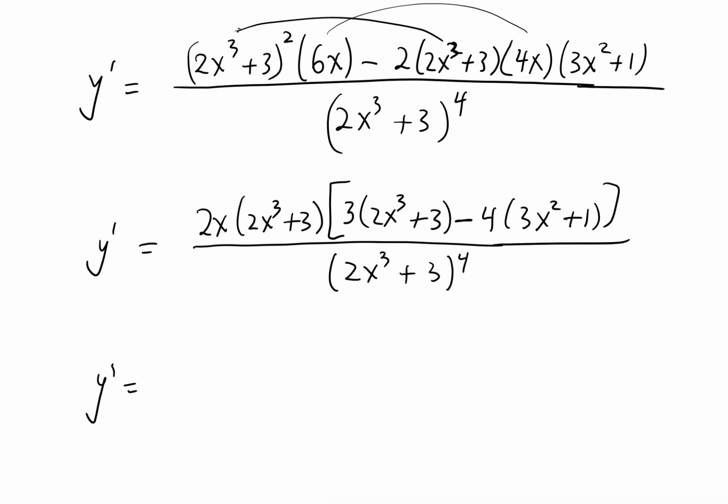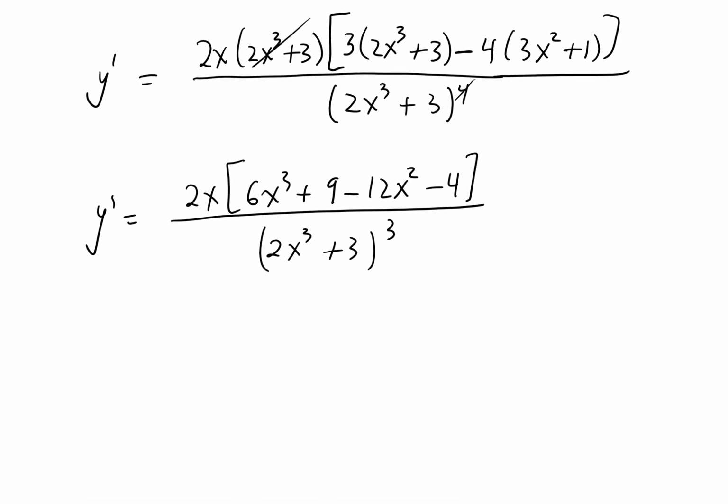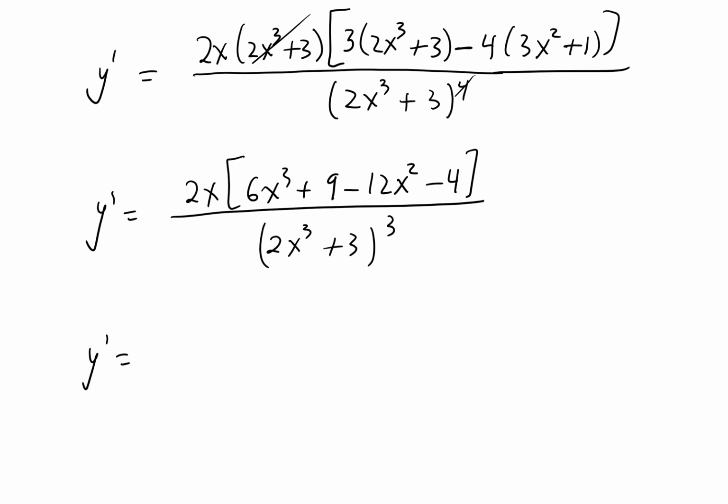So y prime equals, we may reduce one copy from here, one copy from there, (2x cubed plus 3) all to the third power, 2x, and here 6x cubed plus 9 minus 12x squared minus 4. So y prime equals, keep this the same, 6x cubed minus 12x squared plus 5.